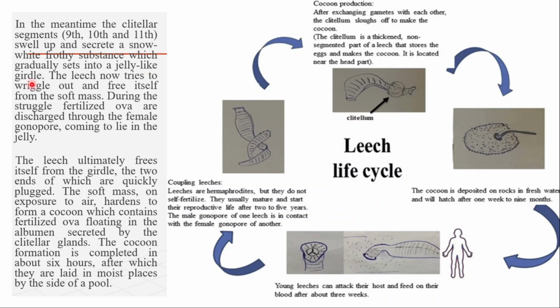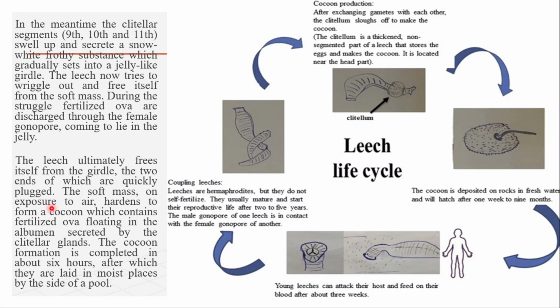The leech now tries to wriggle out and free itself from the soft mass. During the struggle, fertilized ova are discharged through the female gonopore, coming to lie in the jelly. The female gonopore is also present in that clitellar region, on the ventral surface. So when the leech tries to free itself from the girdle, the female gonopore releases the fertilized eggs inside the girdle or cocoon.